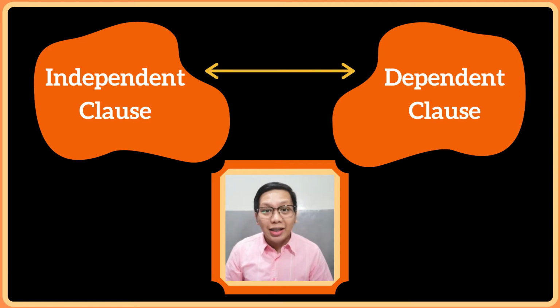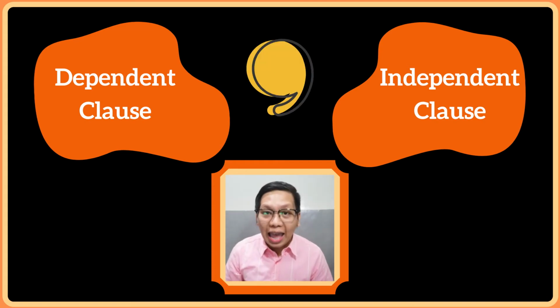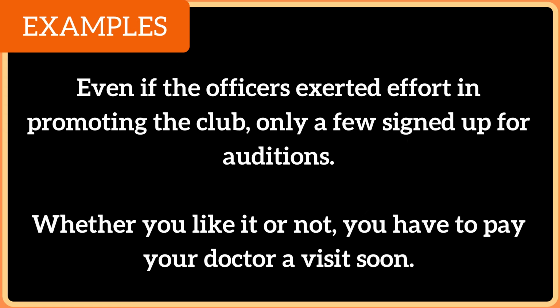It is possible for the independent clause and the dependent clause in a complex sentence to switch positions. The dependent clause may be positioned at the beginning part of the sentence, provided that a comma will be added after it. Here are some examples. Even if the officers exerted effort in promoting the club, only a few signed up for auditions. Whether you like it or not, you have to pay your doctor a visit soon.